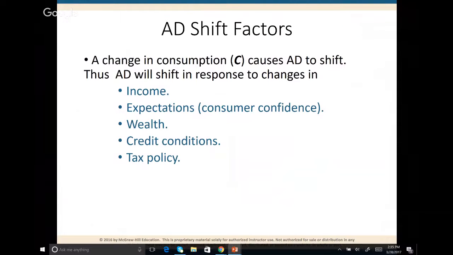All right. So here are some factors that can shift your consumption, which means they will also shift our AD curve. Anytime your income changes, this will change your consumption, and this will also shift your aggregate demand. Anytime your expectations change, this will shift your consumption function. Also your wealth, your credit conditions, your tax policies. All of this will affect your consumption, which means it will shift your aggregate demand curve. And just like before with your regular demand curve, if it's increasing, it's shifting to the right. If it's decreasing, it will be shifting to the left.